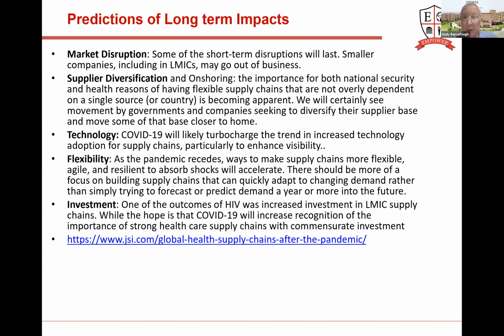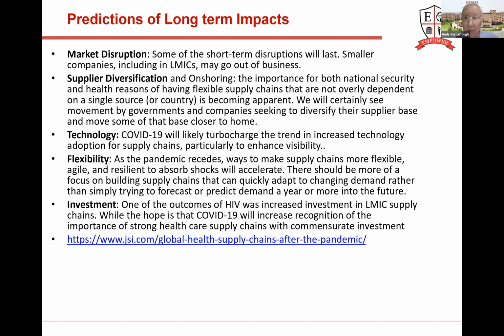What are the predictions? Well, market disruptions, we're still seeing some of that. We've got to diversify, and that means onshoring, bringing the supply base closer to us. This global supply chain is all very good, but bringing everything from India, we've seen what happens when we do that. We've had some hard lessons from COVID. We've got to look at supporting local sources a little bit more.